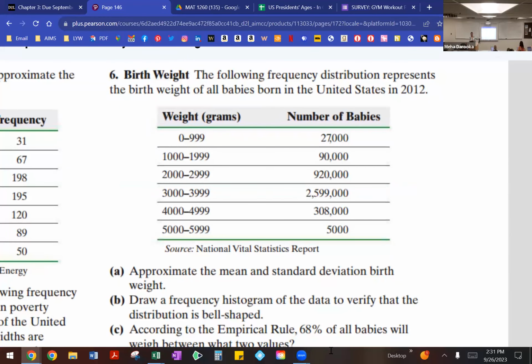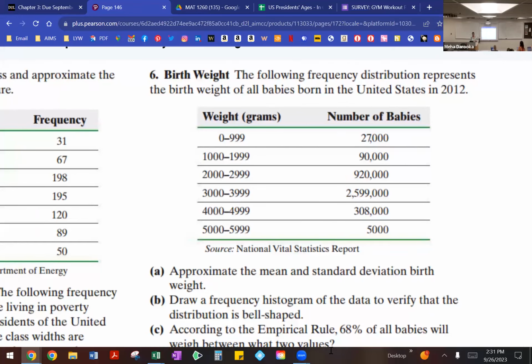Okay, the following frequency distribution represents the birth weight of all babies born in the United States in 2012. So if they weighed from 0 to 999 grams, 1,000 to 1,999, 2,000. So that's evenly distributed. That helps. So let's talk about class midpoint. So for the first class, which would be between 0 and 1,000, what would our class midpoint look like for this? Add the two numbers, divide by 2.